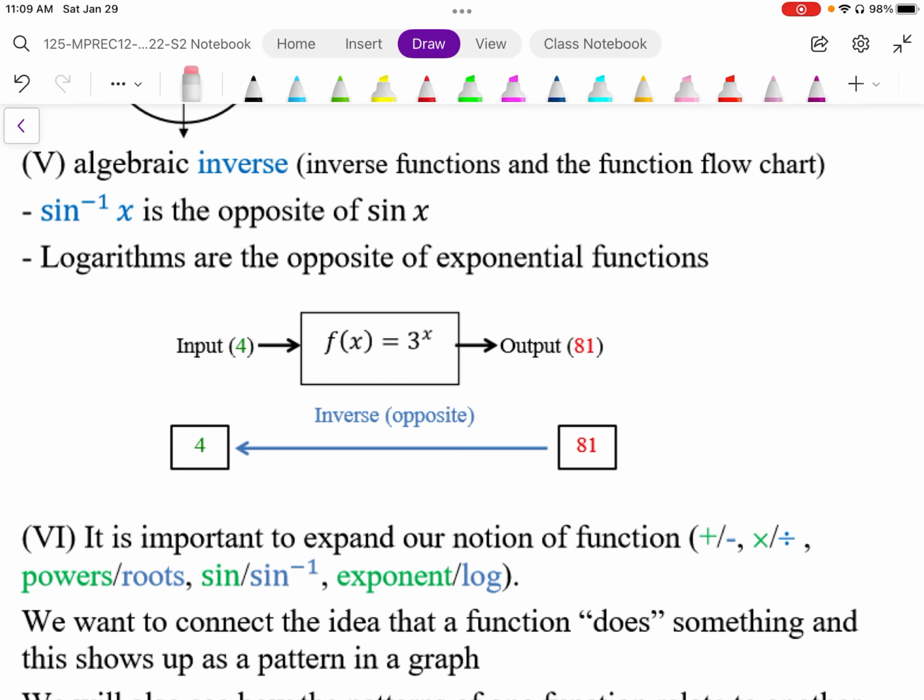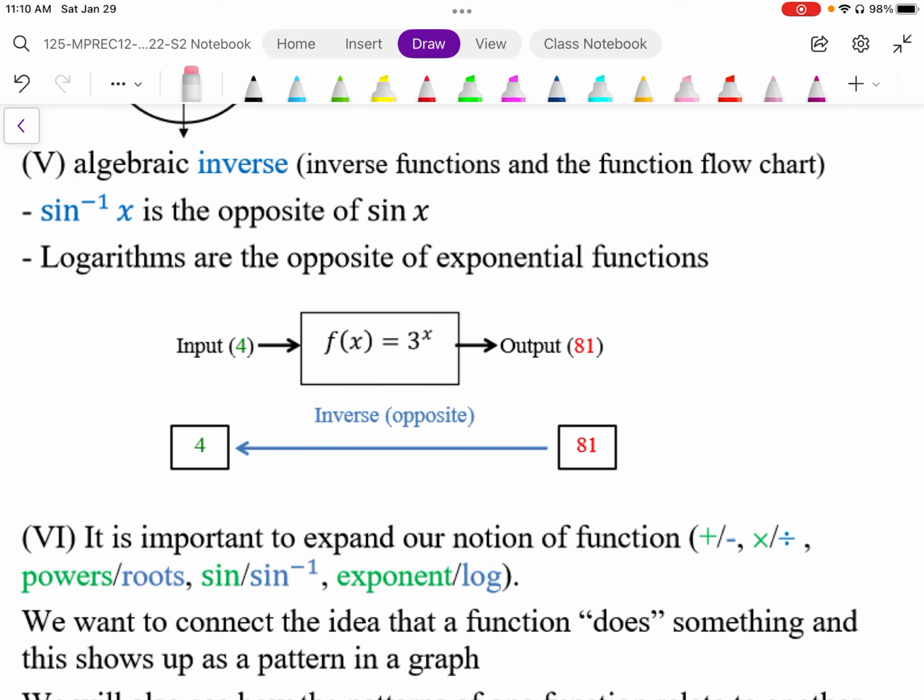So this works just like the inverse sine is the opposite of sine x. It undoes the sine x. Sine takes an angle and outputs a ratio. The inverse sine will take an input, which is a ratio, and give us the angle as an output.